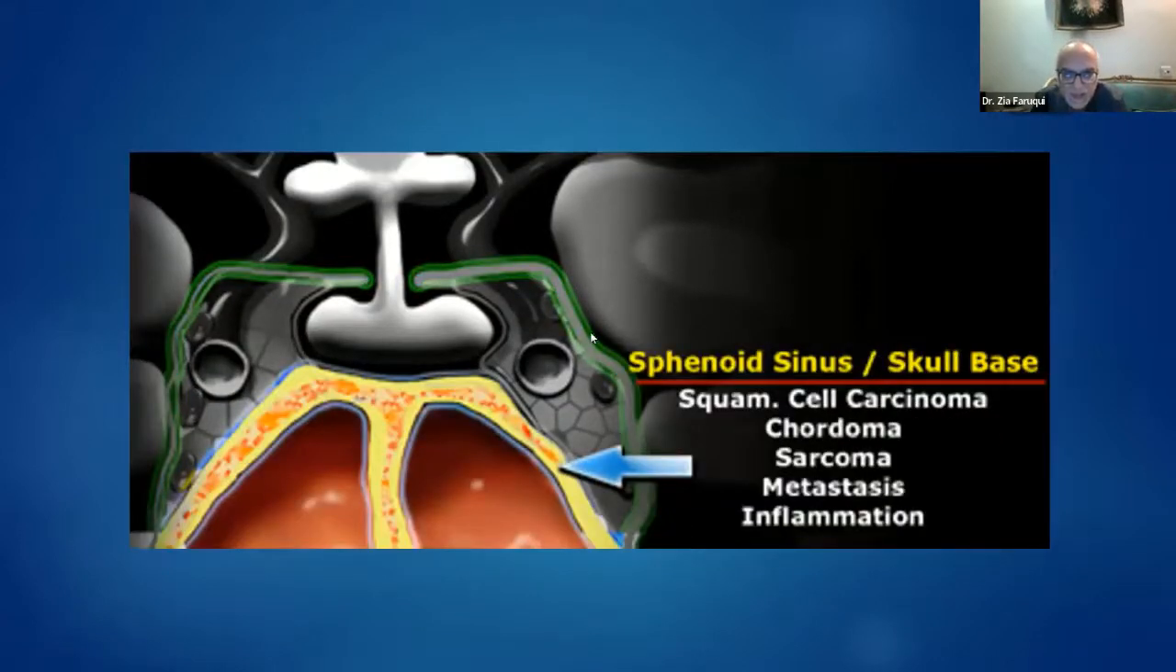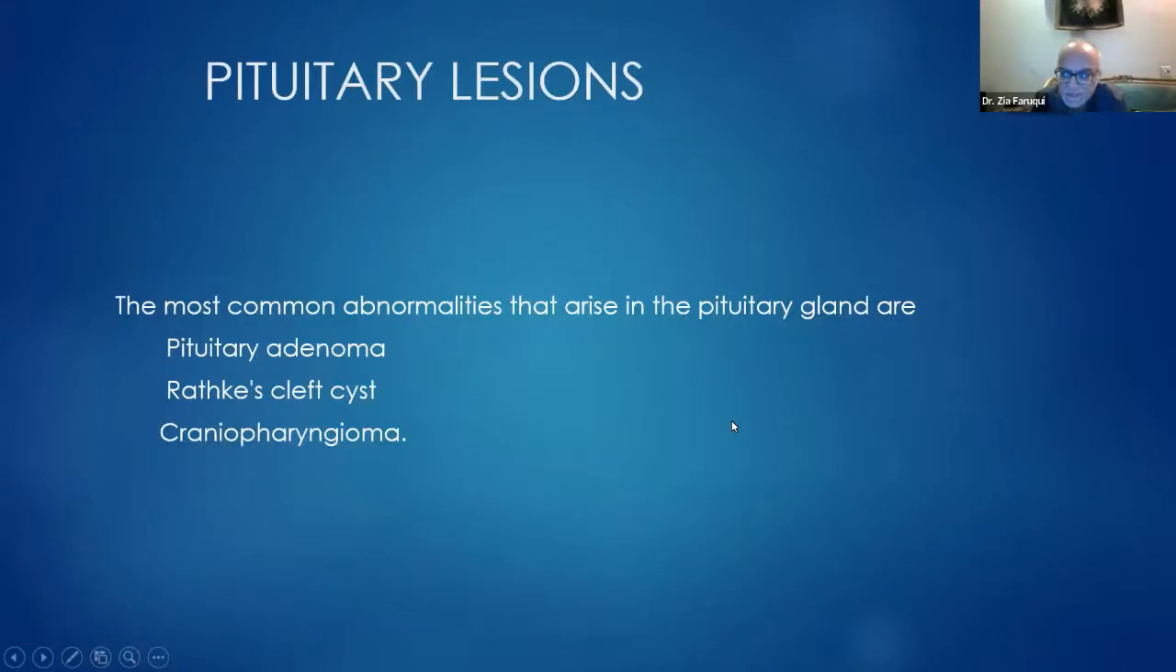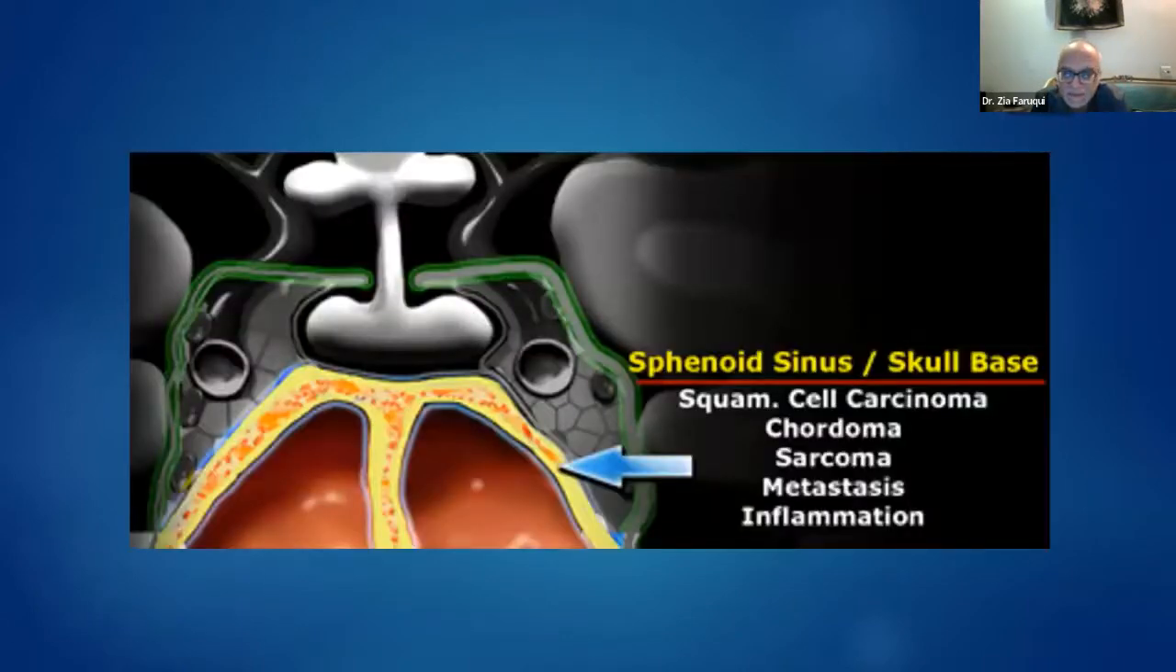Below this, we have the sphenoid sinus. Again, all sinus diseases, fungal infections, mucoceles. And within the bone itself, you can have chordomas, sarcomas, metastasis, and any other inflammation. Again, we'll talk about that later.